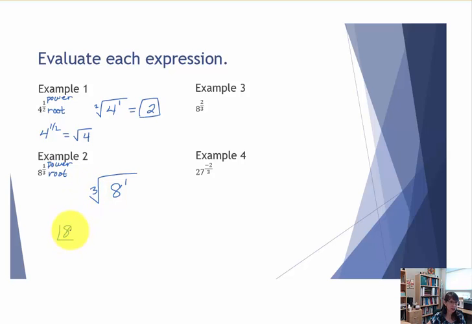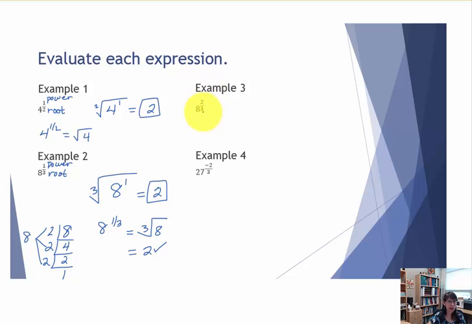So we'll start by dividing 8 by 2 to get 4. We'll divide 4 by 2 to get 2. We'll divide 2 by 2 to get 1. And notice how we have 3 identical factors that make 8. So we know that the cube root of 8 is exactly 2. So 8 raised to the power of 1/3 is the same thing as looking for the cube root of 8, and that is exactly 2.